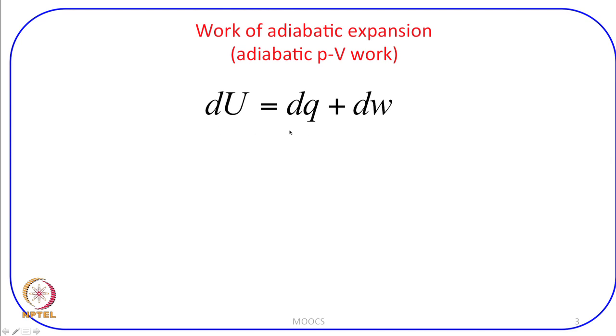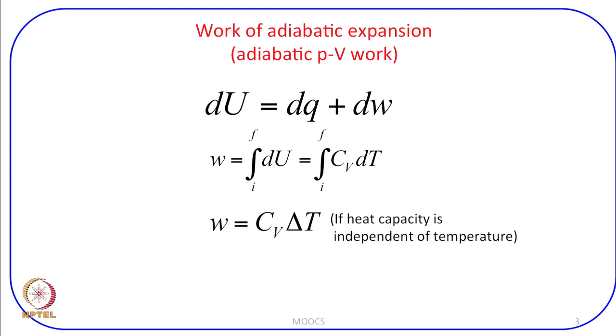dU is equal to dq plus dw, and work done will be equal to the integration of dU from initial state to final state, because dq is equal to 0, and instead of dU now I write Cv times delta T, and if Cv is independent of temperature, it can come out of the integral, and what we get is this expression, that W is equal to Cv times delta T. So, in order to calculate the work, what we need is the information on delta T, and we need the information on heat capacity at constant volume. This is how we calculate the work of adiabatic expansion.